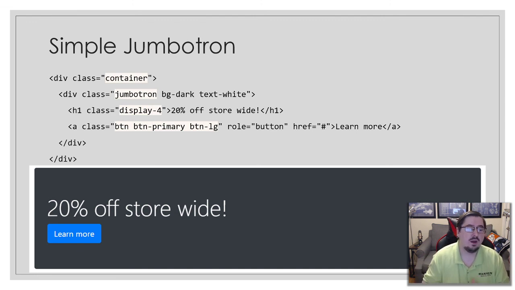Okay. Here I've given a background of dark and text of white. So I'm using those utility classes that we've seen before. That's completely optional. I can make the background color whatever I want it. I can make the text color whatever I want it. But I'm using background dark and text white here to create contrast between the text and the background. Then inside of that, you'll see I have an H1, and I've given it a class of display-4.